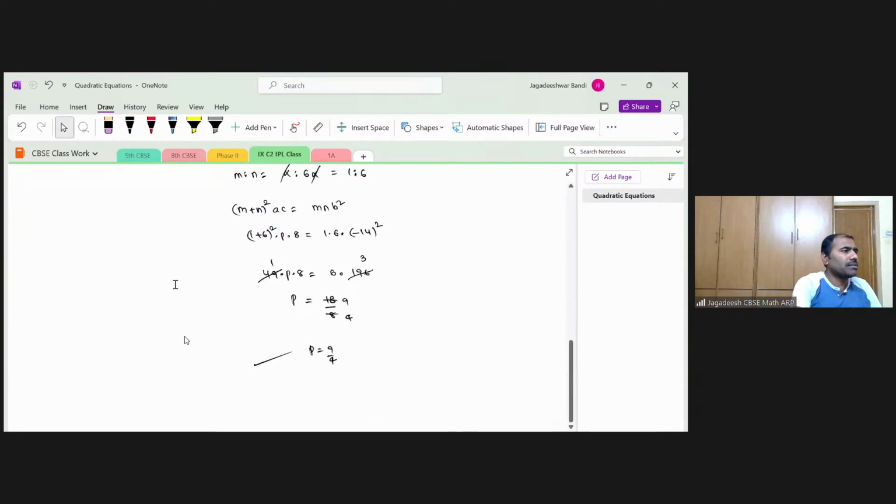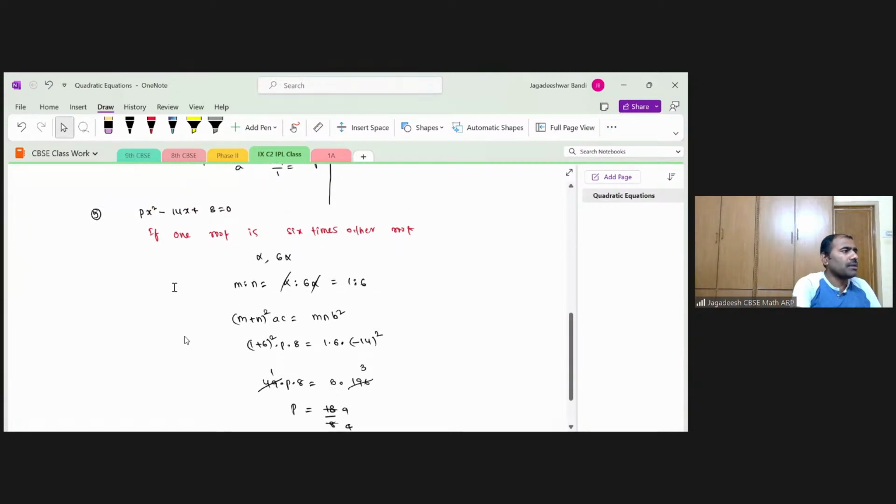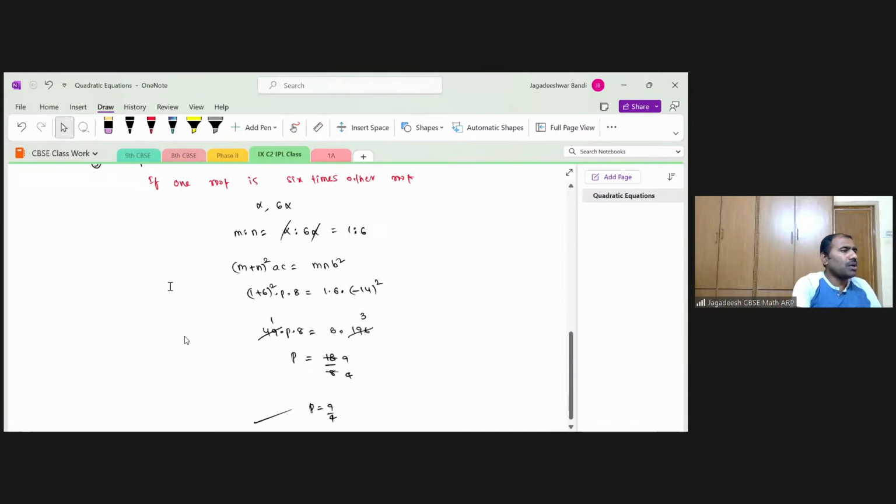49 into P into 8. C is 8, right? One second. Okay, then 6 into 4 is 24, not 196. I wrote 3 here, a small change. Here 4. So please erase everything. Then we'll get 6 into 4, 24 by 8. 8 ones are 8, 8 threes are 24. So P value is 3, which is our option C. If you want, you can take the screenshot.